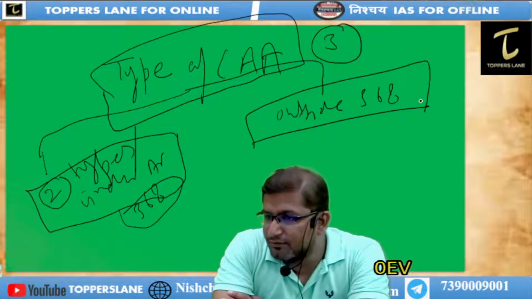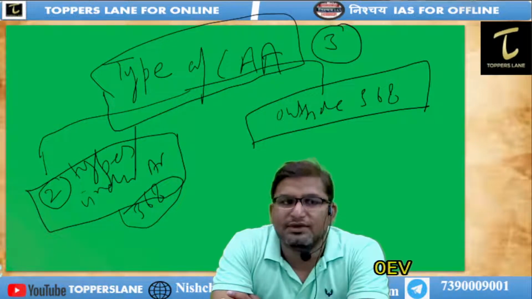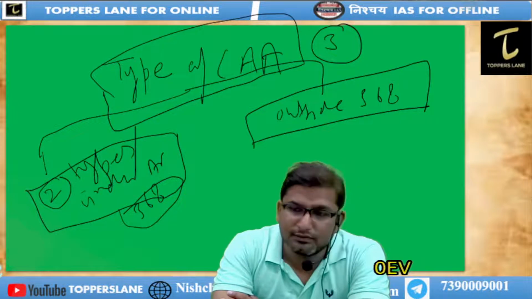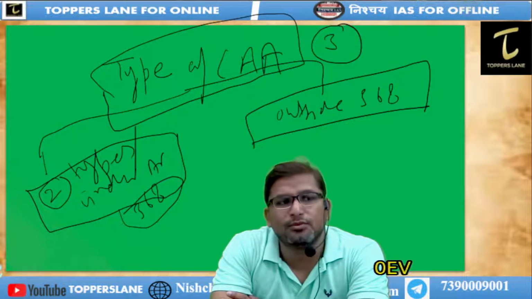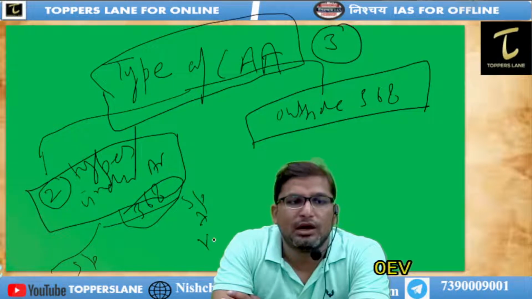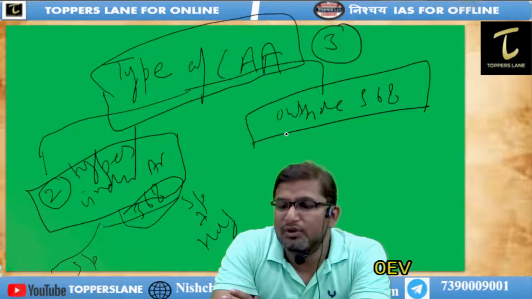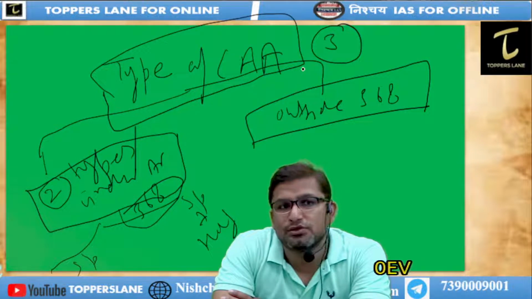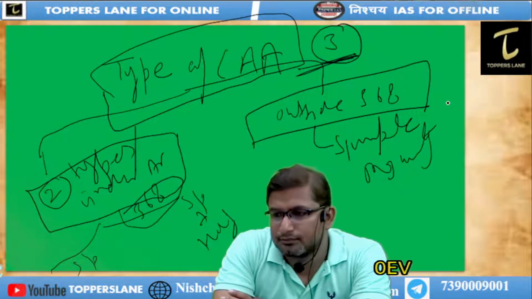So read the question very carefully in the exam. If it is asking how many types of constitutional amendment are there under Article 368, your answer is two types: one is with special majority, another is special majority plus half of the states. But if it is asking in how many ways a constitutional amendment can be done, then your answer should be three, because one, the simple majority, is given outside 368. Clear?